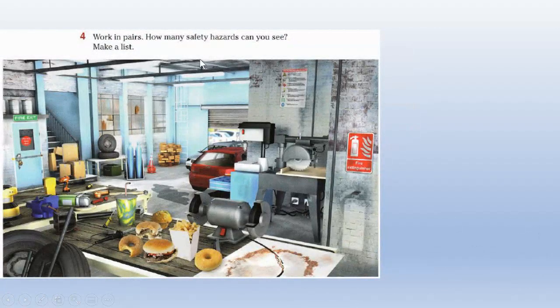Okay, at number four, the question says how many, so we have a number. How many safety hazards? As we said before, safety has to do with being protected from dangers, or precautions, or things to do to prevent getting an injury or harm to you or to others. So this is safety. And hazards, as we said before, means dangers. So as you can see, this is a workshop. There are some dangers here that if you didn't watch out, you would basically end up getting an injury. So safety hazard.